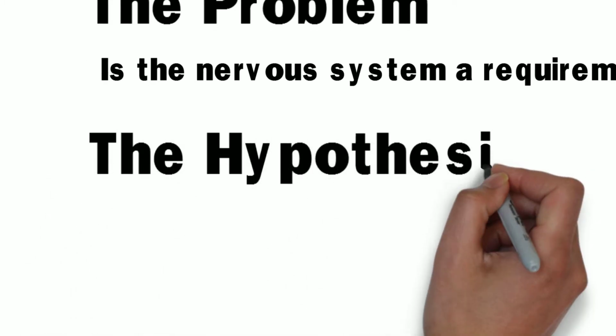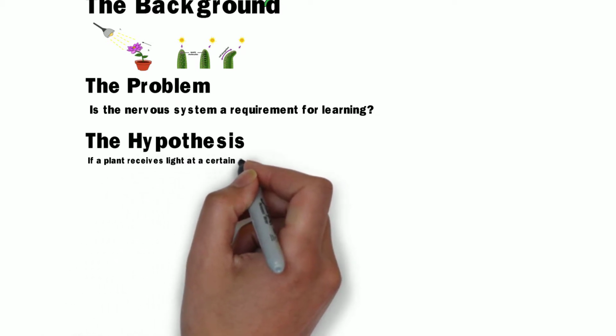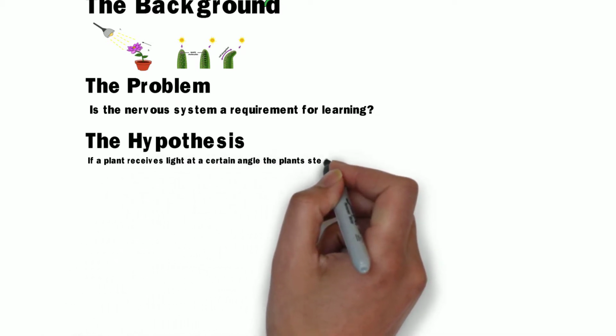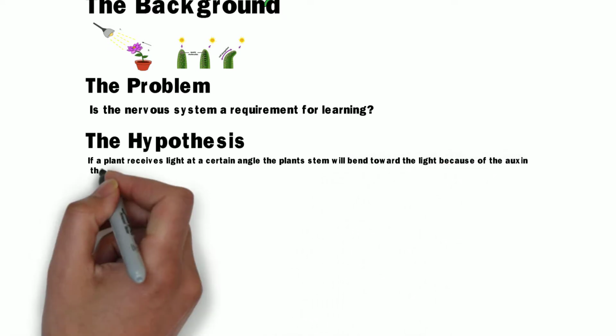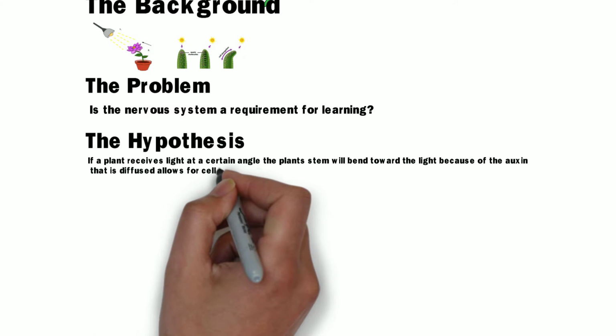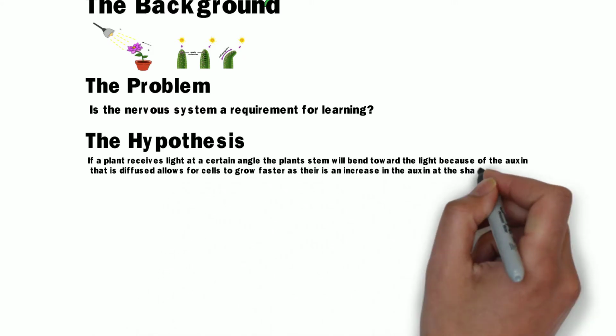Hypothesis. If a plant receives light from a certain angle, then the plant's stem will bend towards the light because the auxin that is diffused allows for cells to grow faster, as there is an increase of the auxin hormone on the shade side.